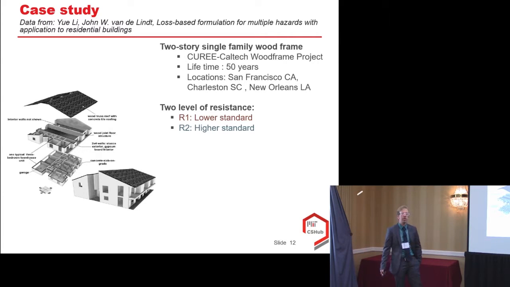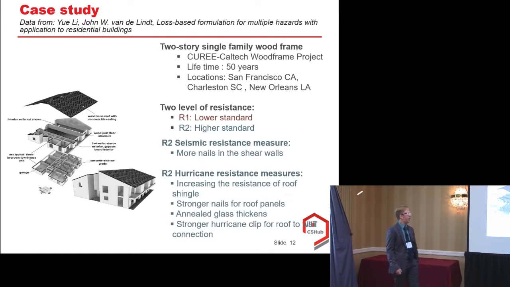And so they chose a 50-year lifespan for their study, and they compared it across 3 cities, 2 which experienced earthquakes, San Francisco and Charleston, South Carolina, and then 2 which experienced hurricanes, again, Charleston and New Orleans. And so they've compared it at 2 different standards here, just like we're interested in looking at. So for the seismic earthquake resistance, they've added more nails in the shear walls, and they've taken a variety of steps in the hurricane case.